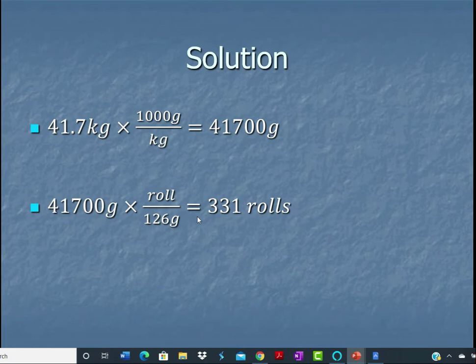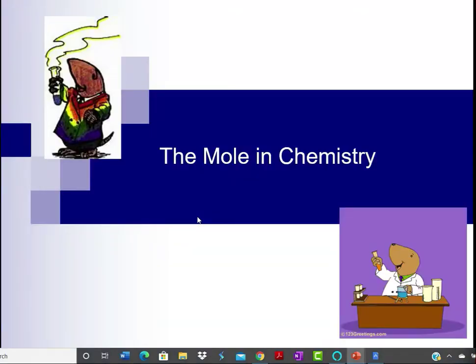So what's this got to do with chemistry? Well, we're going to use a unit of measurement called the mole. Now, in October of every year, October 23rd to be precise, is Mole Day. October 23rd is Mole Day. Mole Day is celebrated to talk about this concept of the mole.